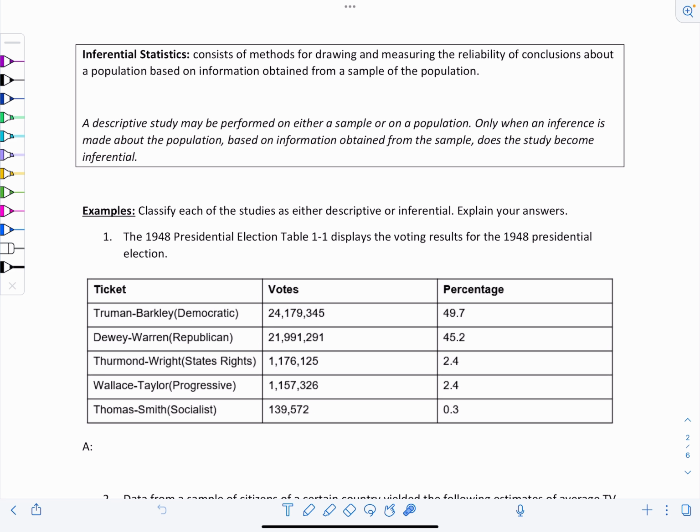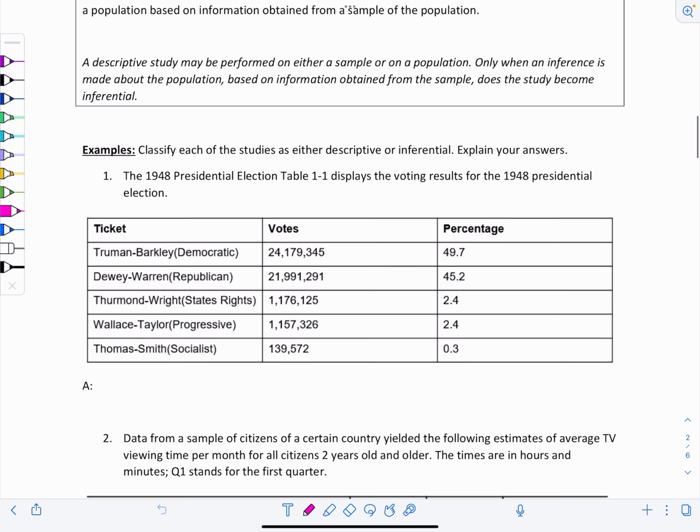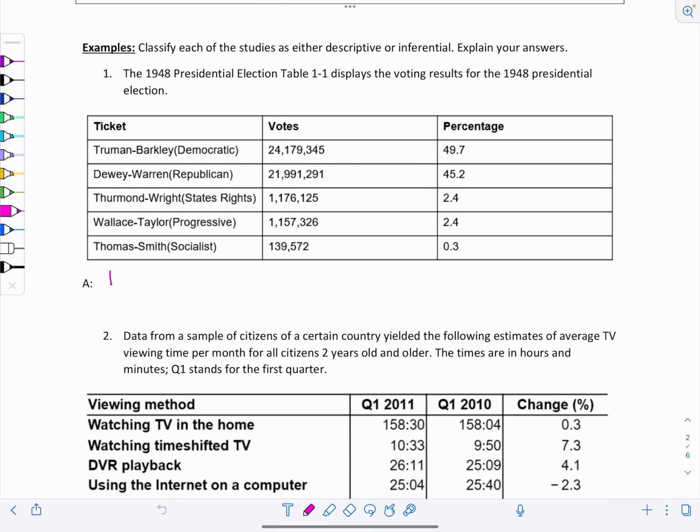So would this be an example of descriptive statistics or inferential statistics? Well, keep in mind, here are the voting results organized nicely in a table. There's some percentages, but there's been no inferences made about the population or what sort of voting habits we see or anything like that. So the answer would be, this is an example of descriptive statistics. Okay, it's just a summary of the votes cast.